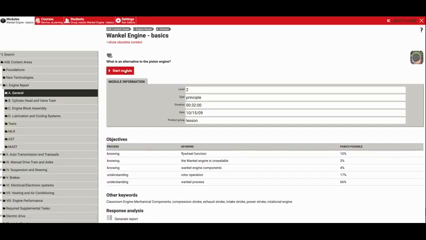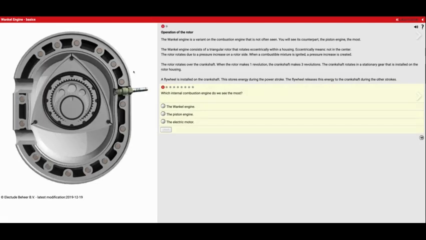This e-learning module is going to be on the Wankel engine, and we'll get started on this one. Now, the Wankel engine is otherwise known as a rotary engine. If you're into Mazdas, that's what a lot of them have used over the years. We're going to first talk about the operation of the rotor, which would be the center part of this right here. And let's read through this real quick.